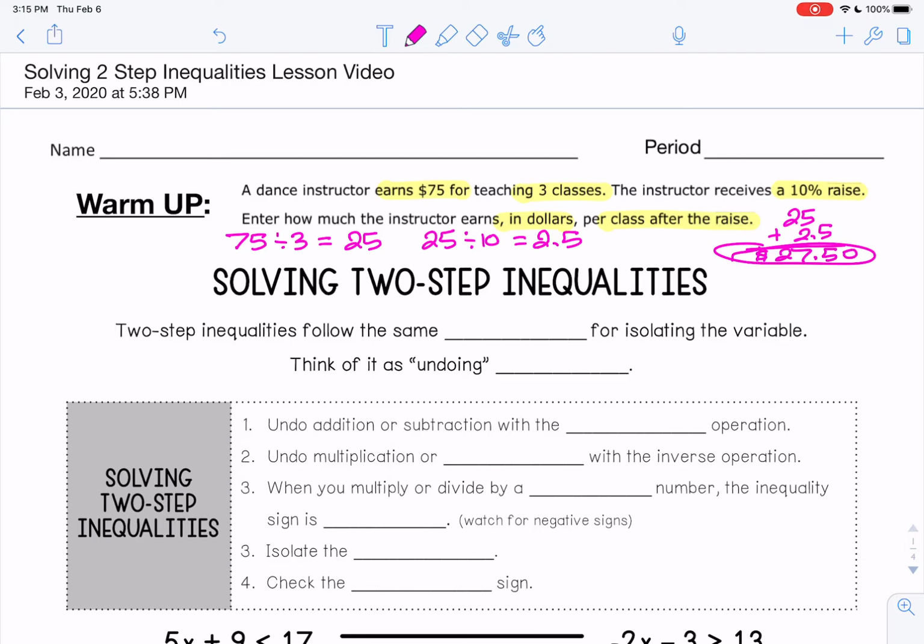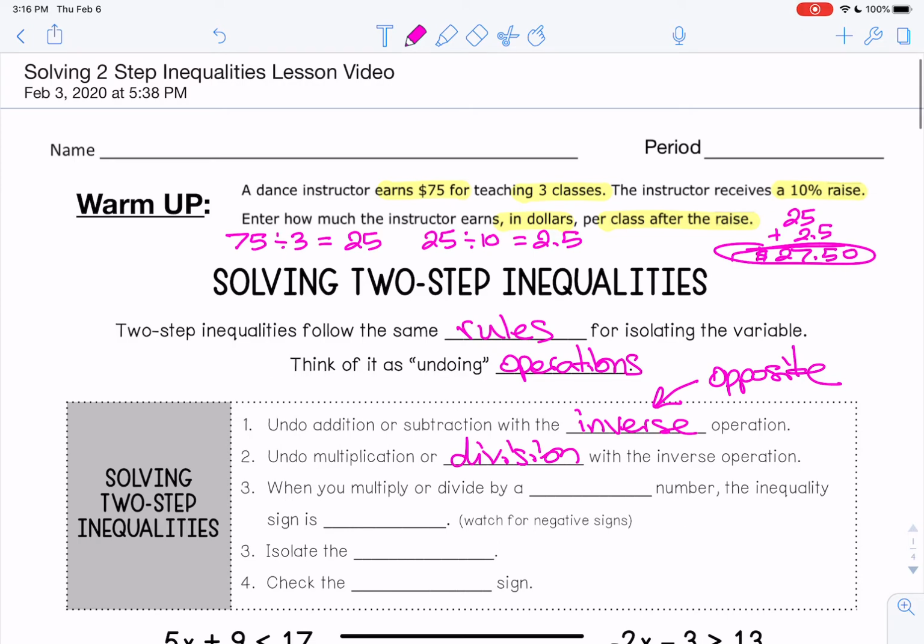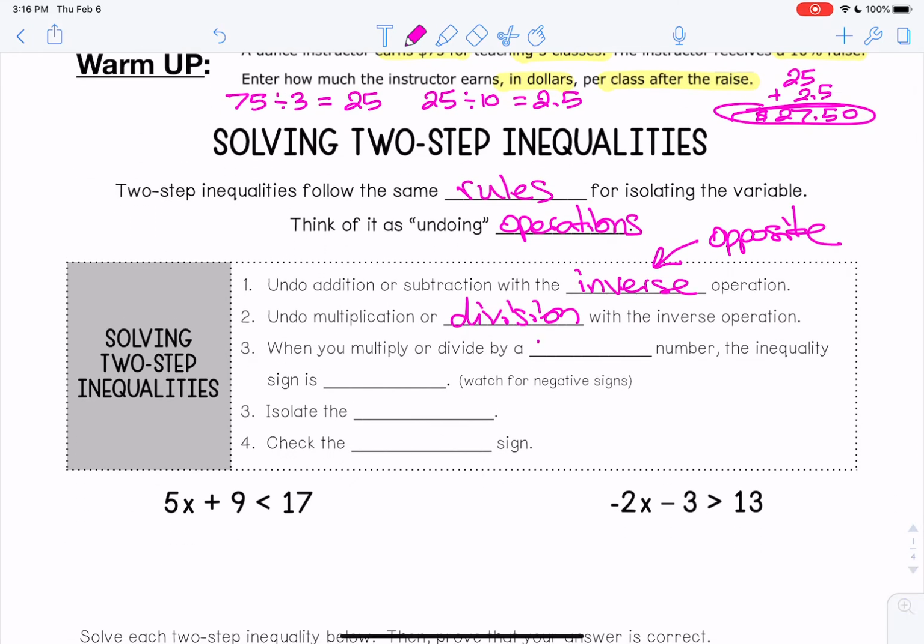So let's get started. Two-step inequalities follow the same rules for isolating the variable. That means getting x by itself. Think of it as undoing operations, okay? Undo addition or subtraction with the inverse. Now remember, inverse means opposite. Undo multiplication or division with the inverse. Once again, opposite operation.